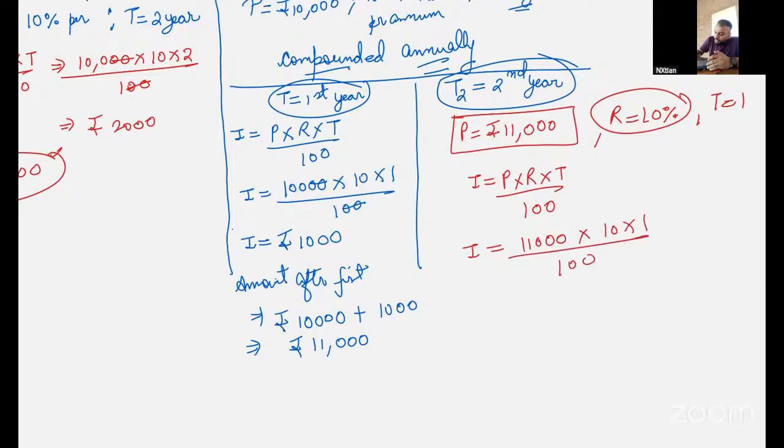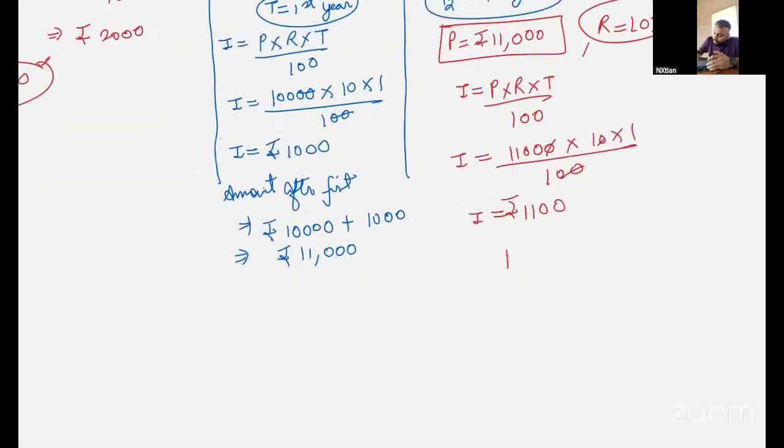So if I will solve this, I will get interest as 1100 for the second year, and the total amount will be principal plus interest. So principal was 11,000 plus interest was 1100. So if I will add it, I will get 12,100. So now what does this mean?